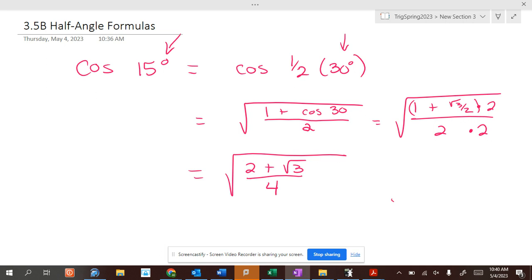Now, what do we got going on? Well, we got a complex radical, because we got a radical inside a radical. But guess what? You're allowed to have a complex radical. But you're not allowed to have a fraction inside a radical, because it's like having a radical in the denominator.